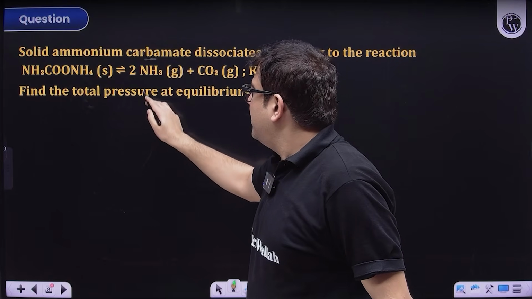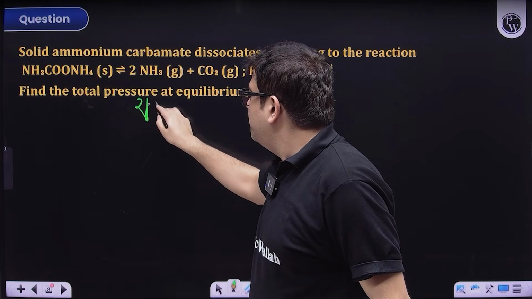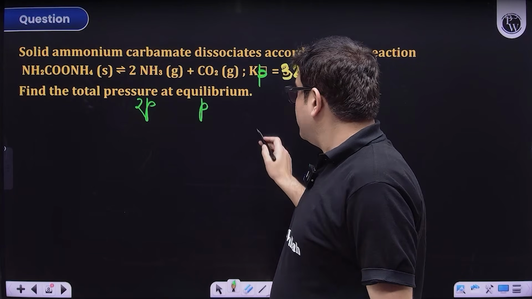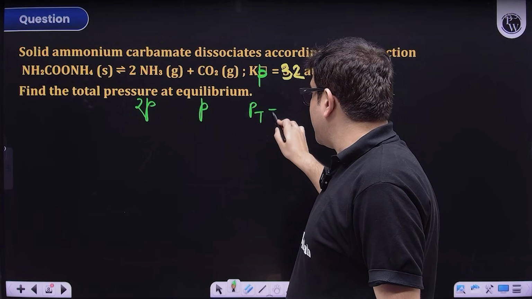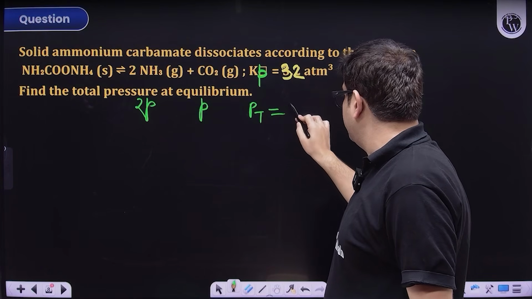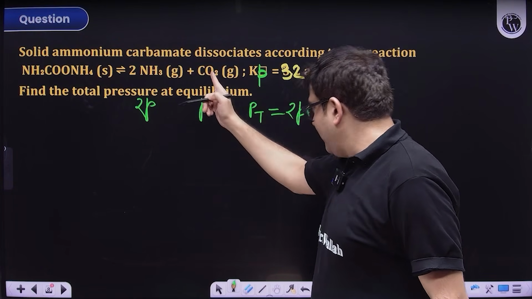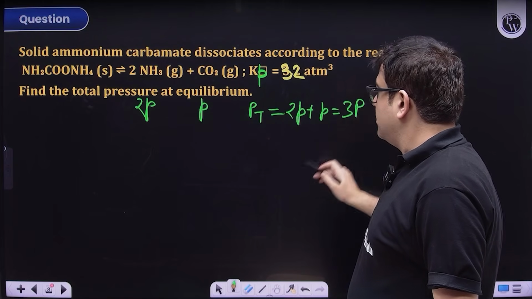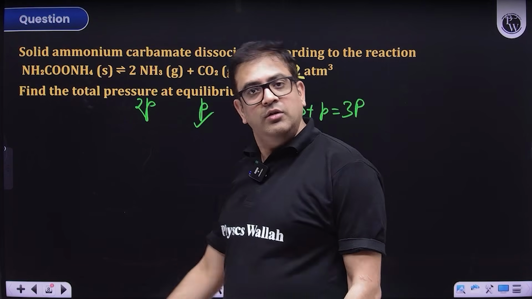So let's say if 2P is produced, then P is produced. What will be the total pressure? Total pressure is the partial pressure of all gases. Is this one a gas? Yes. What is the pressure? 2P. Is the other a gas? Yes. What is the pressure? P. So what is the total pressure? 3P. Just find this value of P and you will get total pressure.